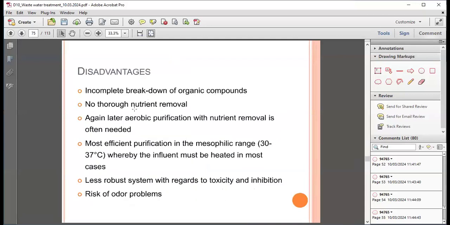Demerits: incomplete breakdown of organic compounds, no thorough nutrition removal. Again, later aerobic purification with nutrition removal is often needed, right? Most efficient purification in the metabolic range of 30 to 37 degrees at room temperature. The effluent must be treated in most cases. Less robust system with regards to toxicity and inhibition, risk of odor problem. Right.